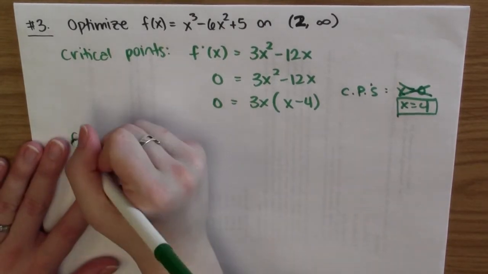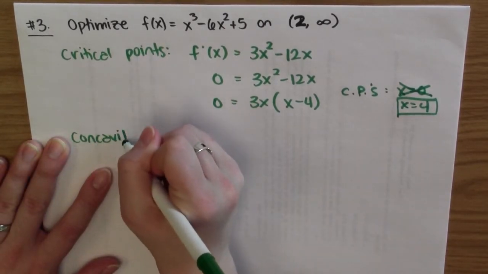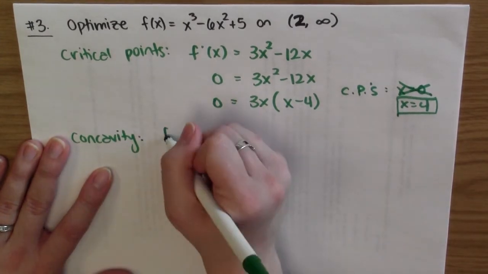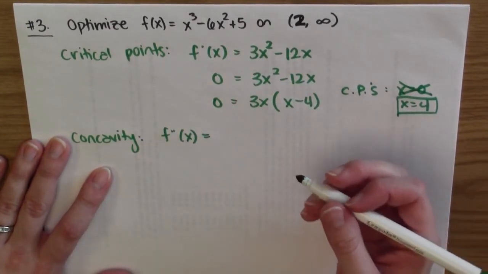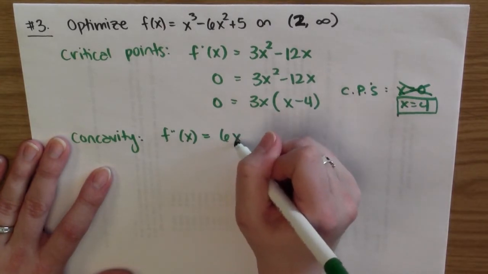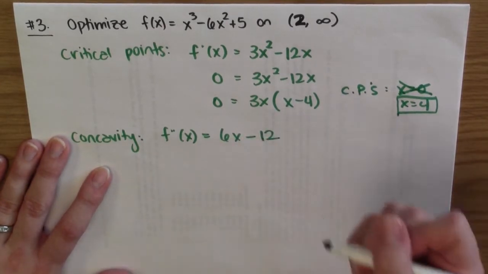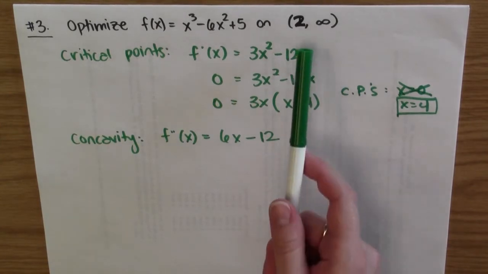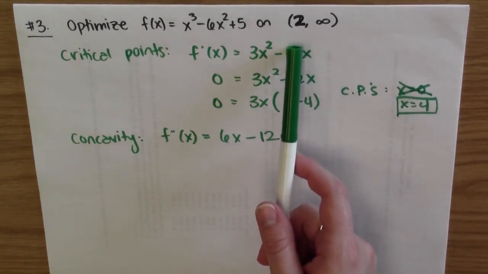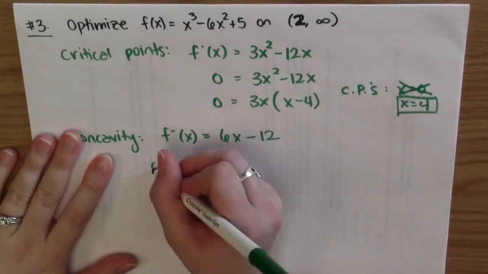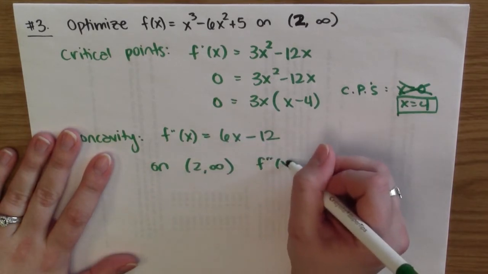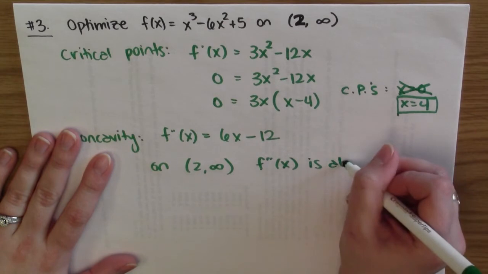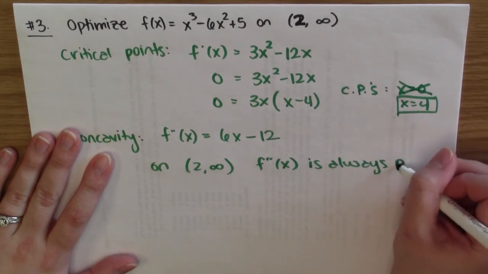Next, let's consider the concavity of the function. In order to do that, I take the second derivative. So I take the derivative of 3x squared minus 12x, and I get 6x minus 12. All right, so I'm on this interval from 2, but not including 2, all the way to infinity. And that means that on 2 to infinity, f double prime of x is always positive.